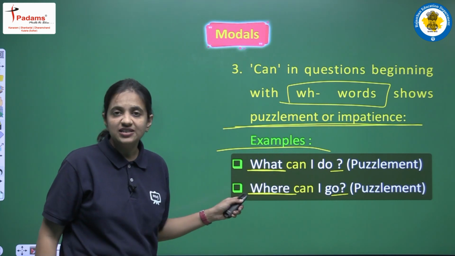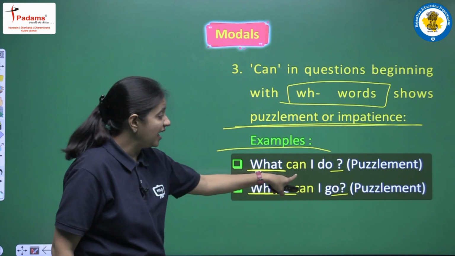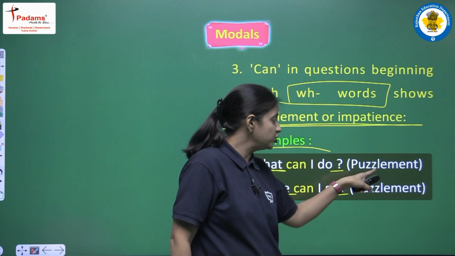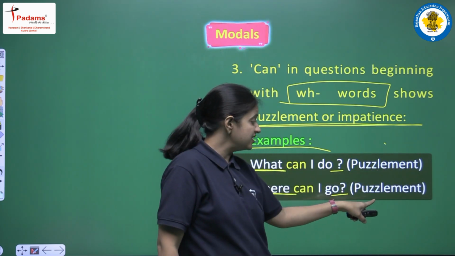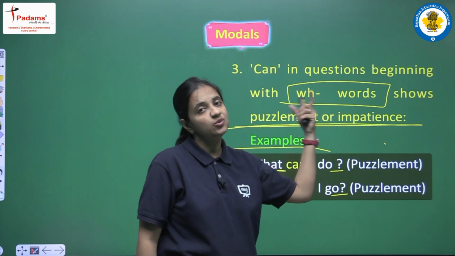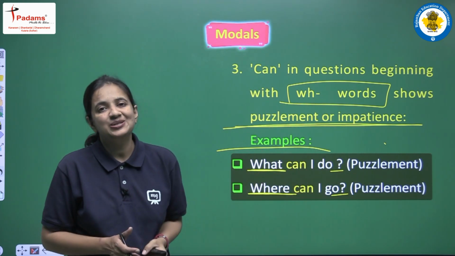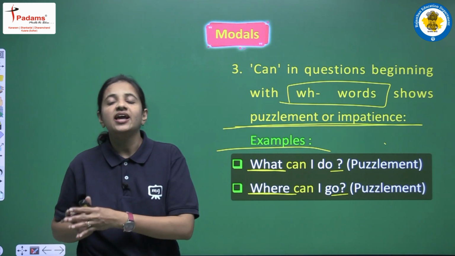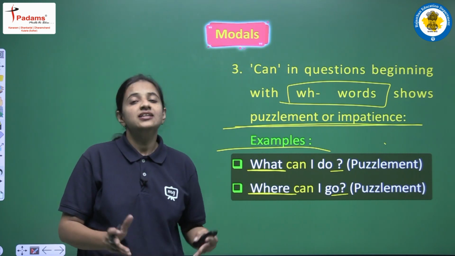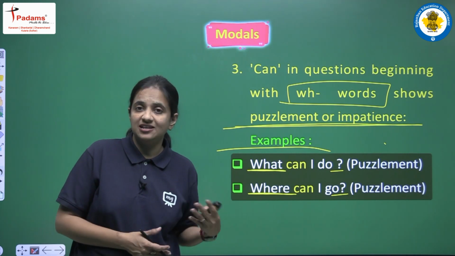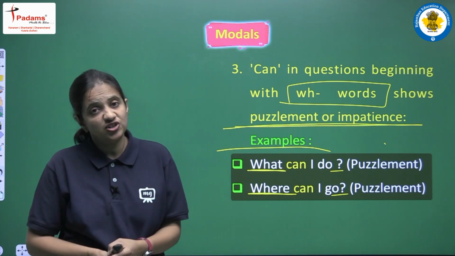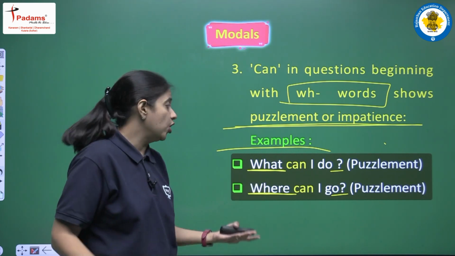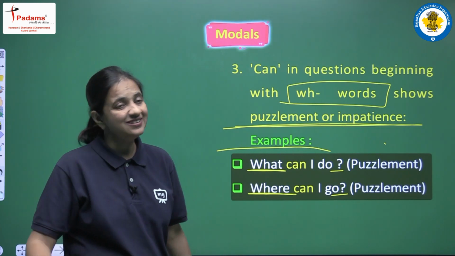So when a WH word is there in the beginning of the sentence and can is there, what is the mood of the sentence? That sentence shows puzzlement, or impatience. Puzzlement and impatience are the moods reflected in such sentences that start with a WH word and have can. Like here, someone is so puzzled: what can I do, or where can I go?